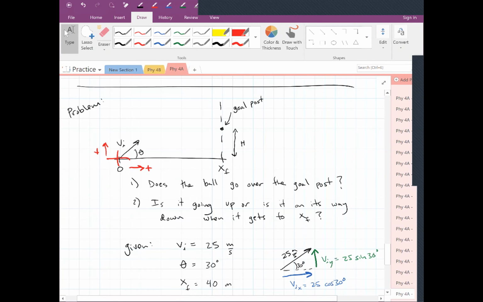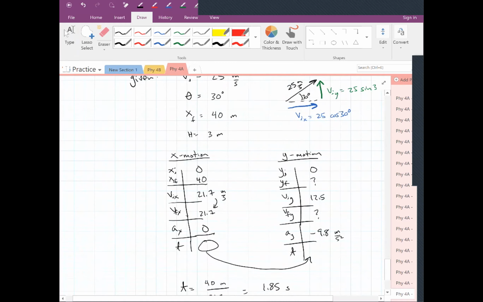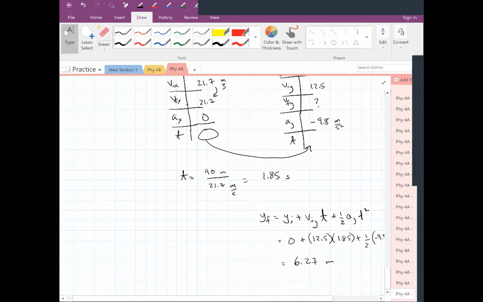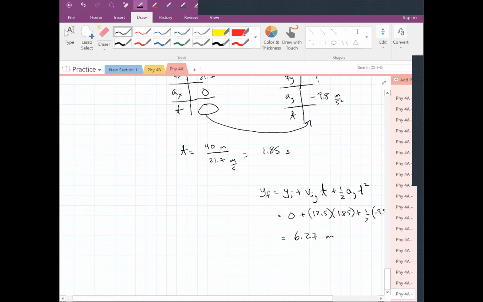I think the easiest one is to find V final. Find V final. If V final is negative, it's coming down because we chose up as our positive direction. If V final is positive, it's still on its way up. There are other things you could do.